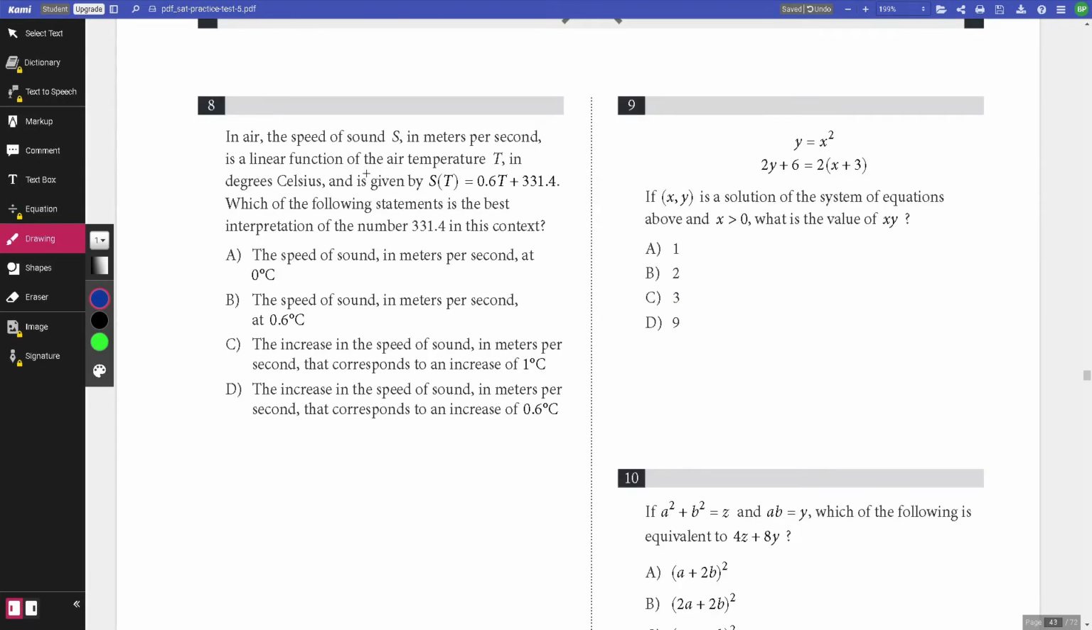Number 8. In air, the speed of sound s in meters per second is a linear function of the air temperature T in degrees Celsius, and is given by S of T is equal to 0.6 T plus 331.4. Which of the following statements is the best interpretation of the number 331.4 in this context? Alright, so this is like the y-intercept in the graph. So that means the y-intercept is when T equals 0. So the answer is A.